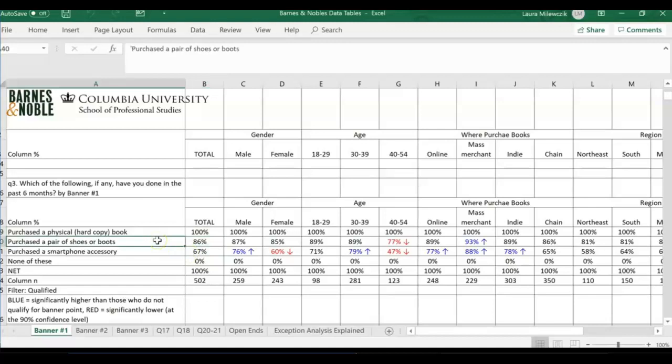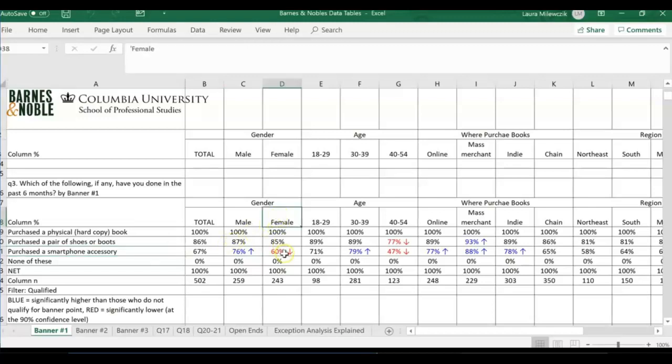86% also purchased shoes. 67% purchased a smartphone accessory. Now, if it was important for us to look among males and females to determine if they have purchased different things at different levels in the past 6 months, we would look at males here and we would say 76% of males purchased a smartphone accessory in the past 6 months.